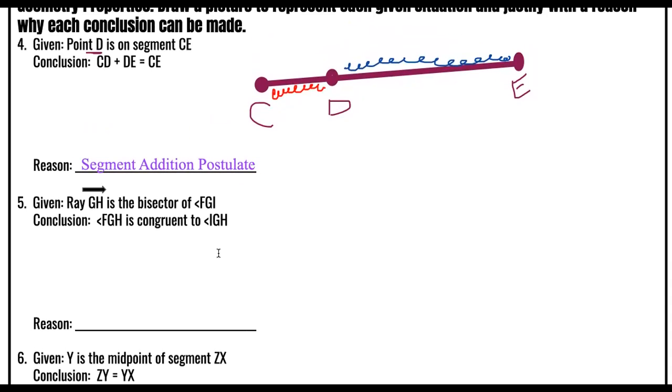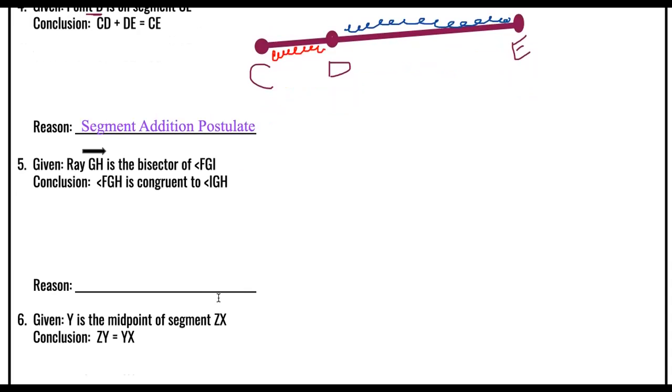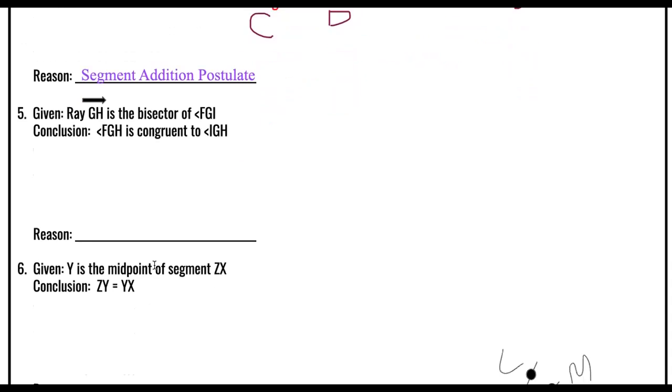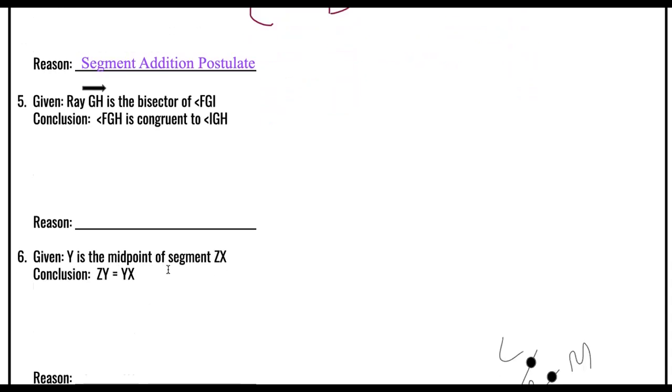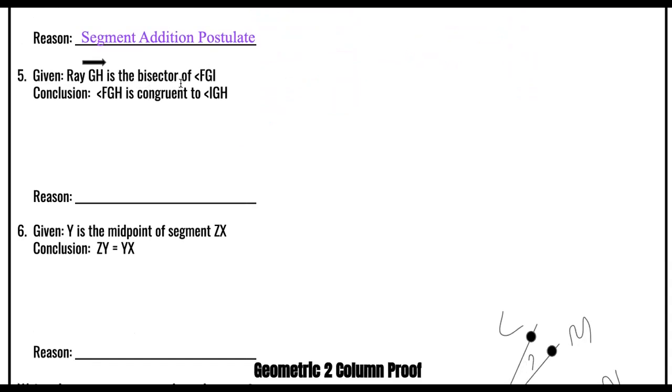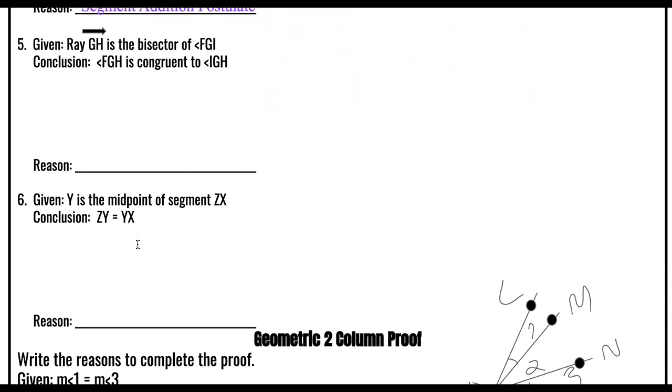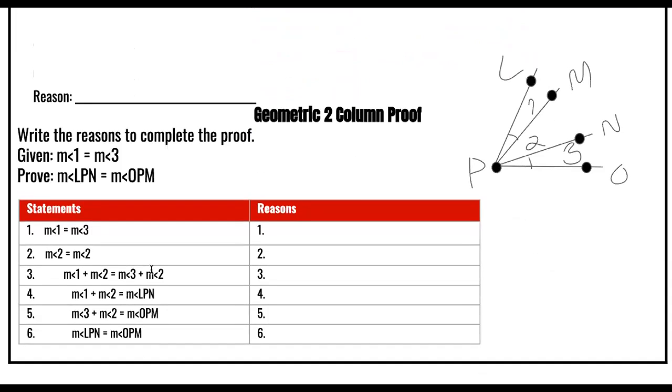Draw the picture and then go back and pull the topic that we learned in chapter 1, and that's going to be the reason. Okay, so number 5 talks about angles and bisectors. Okay, and then 6 talks about midpoint. So think about those two vocabulary terms, bisector and midpoint, and use that for your justification. Last one I will include is an explanation. Let's take a look at this proof. They do give us all of the statements, which is really nice. So let's work this out.